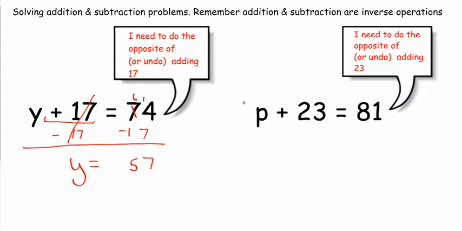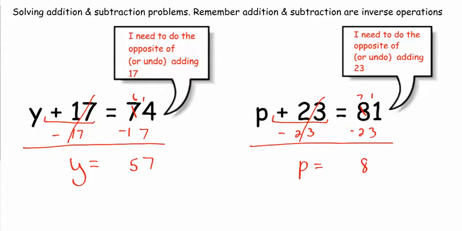Find my variable. It's right here. I want to get p by itself on this side, so that means I have to get rid of this. So what is the opposite of adding 23? The opposite of adding 23 would be to subtract 23 from both sides. Remember, both sides means both sides of the equal sign. So my 23s cancel out, and I'm left with p by itself, which is what I wanted, and then subtract. That gives me 58.